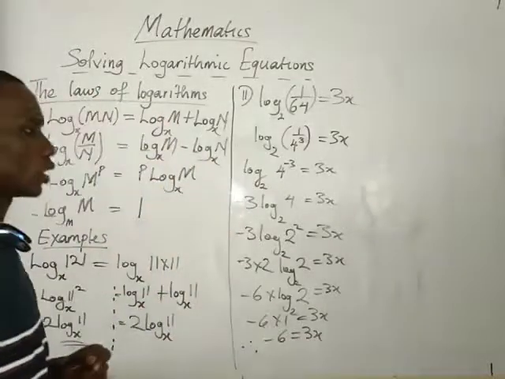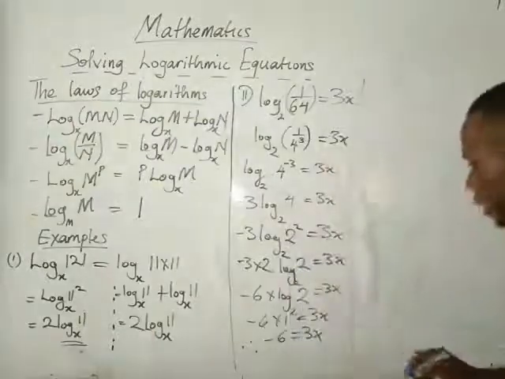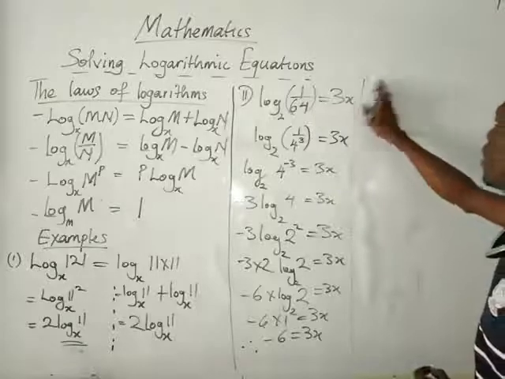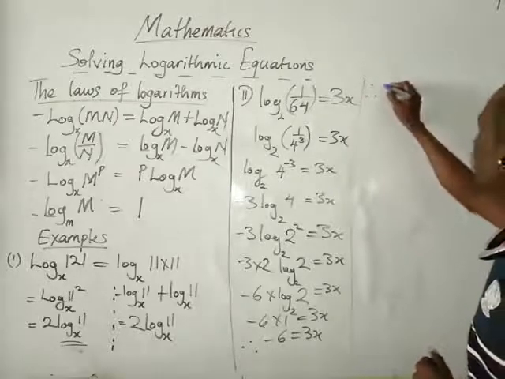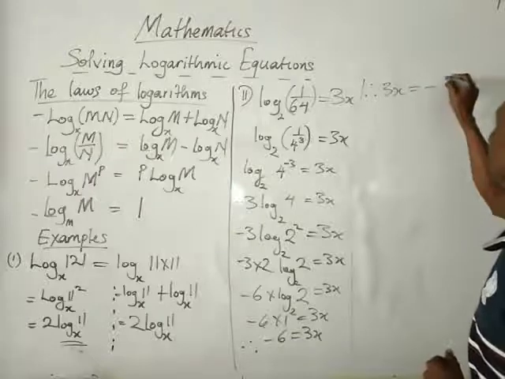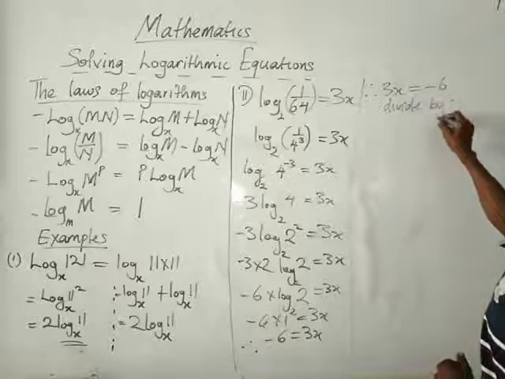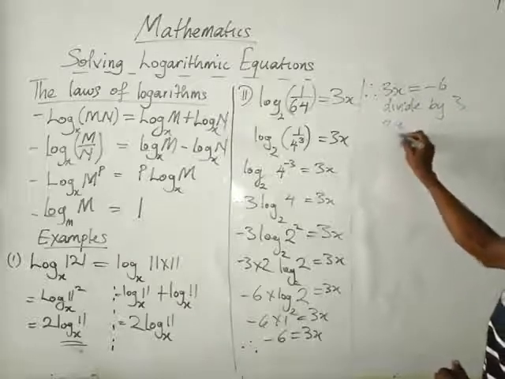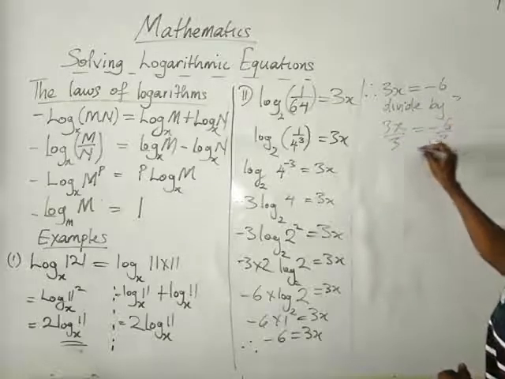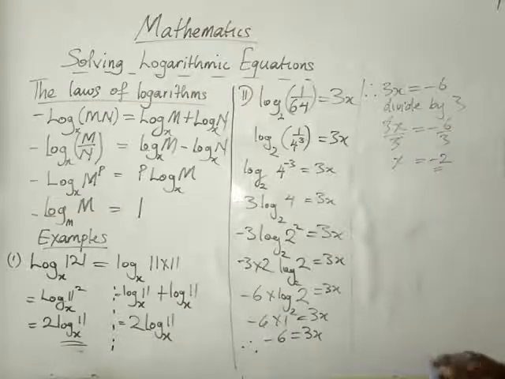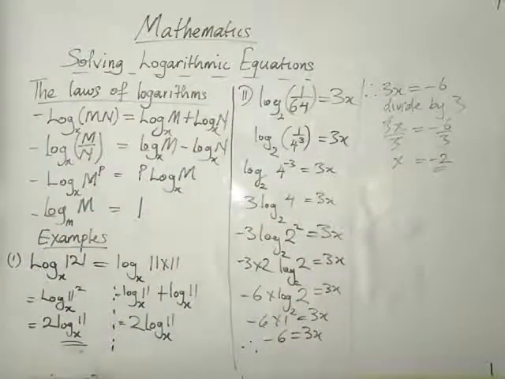From this situation, you notice that we are already at a linear equation where minus 6 being equal to 3x is the same thing as 3x being equal to minus 6. So we divide both sides by 3, giving me 3x over 3 equals minus 6 over 3. That will give me x being equal to minus 2. Let's consider more examples, more questions.